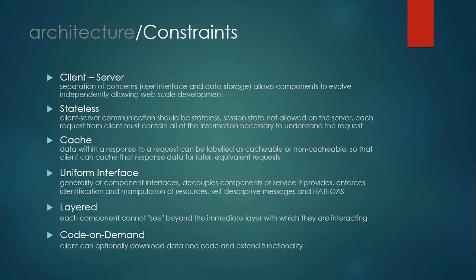The second constraint, stateless. Client-server communication should be stateless. Session state is never allowed to be on the server. Each request from the client must contain all the data or the information necessary for the server to process. The third and fourth, cache and uniform interfaces, equally enable the scalability, manageability, and bandwidth in the network architecture systems. The last two, layered and code-on-demand, are another two key essentials for REST principles.